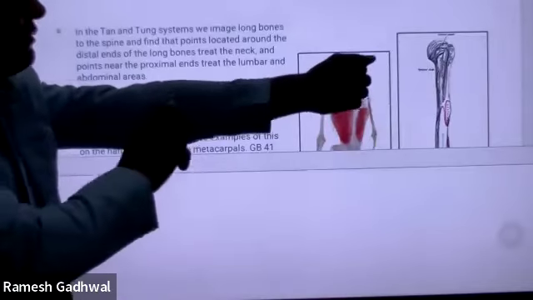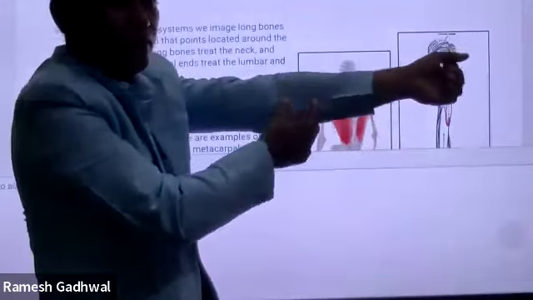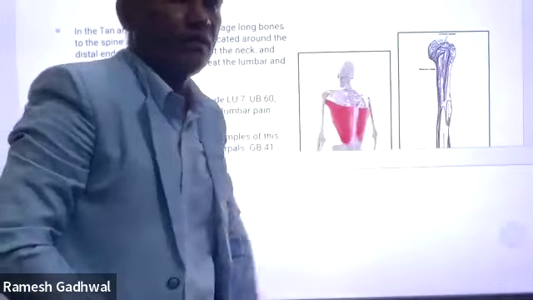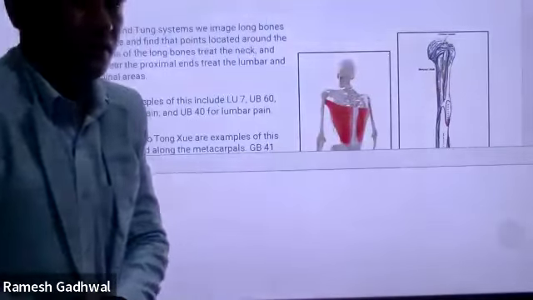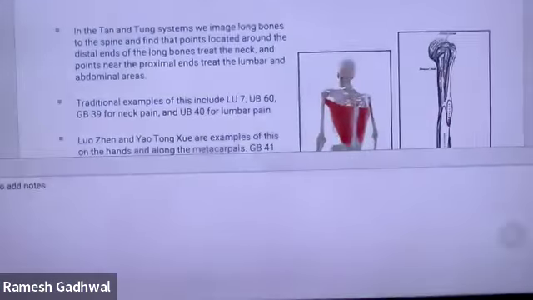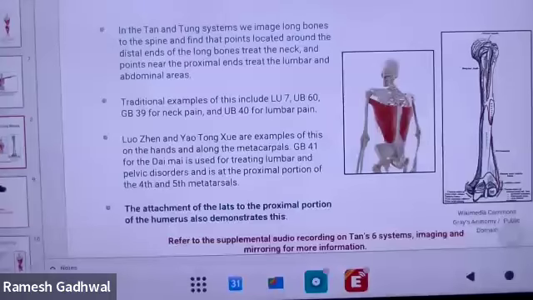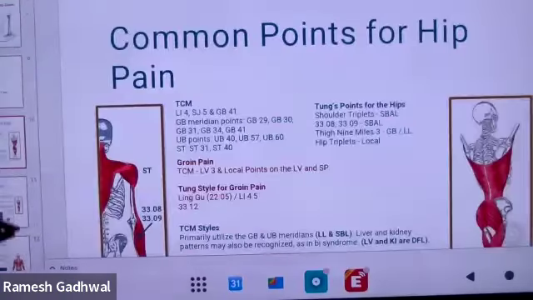So in some systems, we are putting needles in this area for treating lumbar back pain, such as the points 33.08 and 33.09. I am showing you the location of the points. Then common points for hip pain.